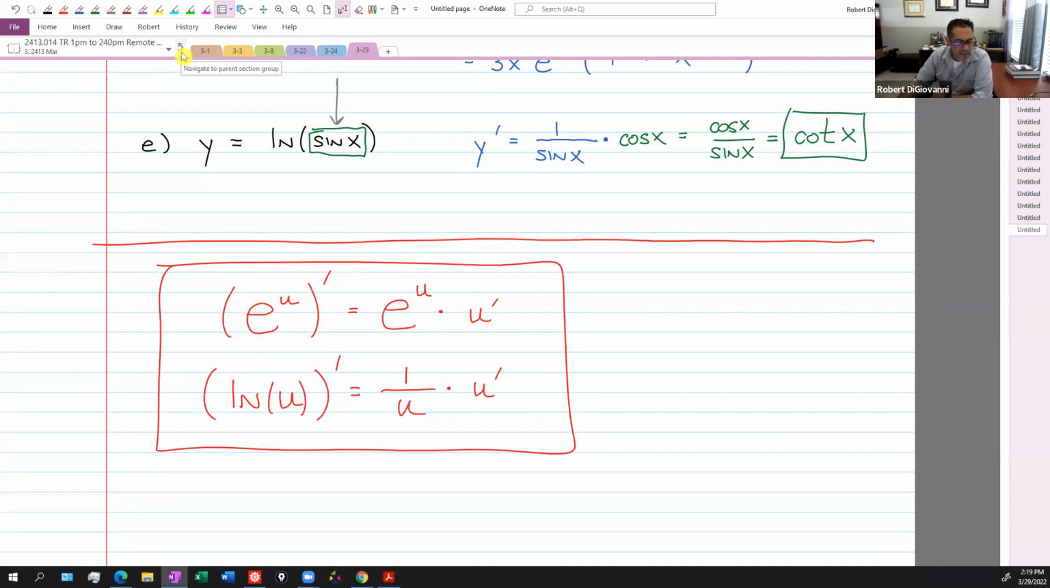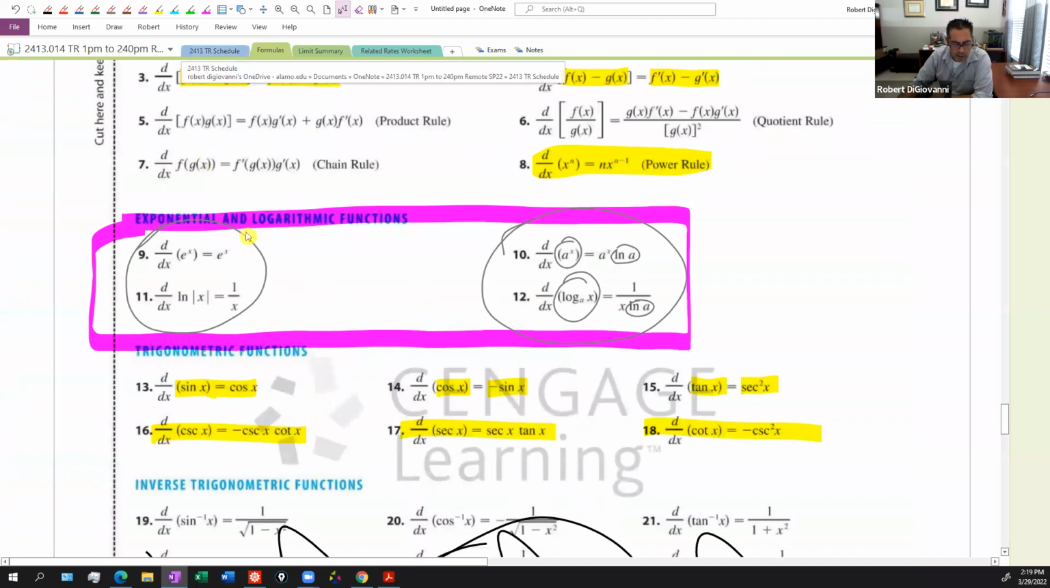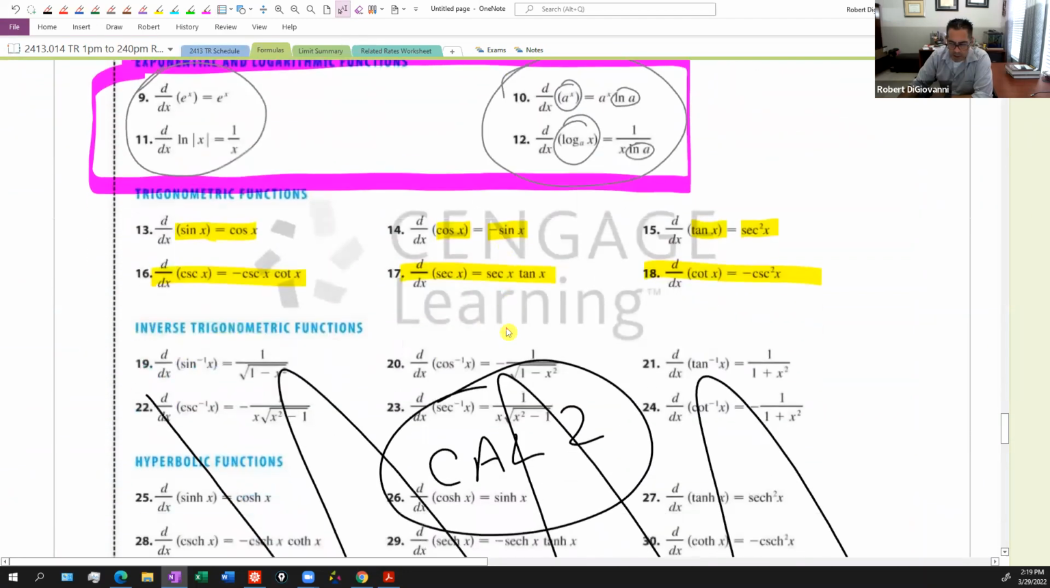I believe, let me go back to the formulas. No, the formula sheets don't do it that way.